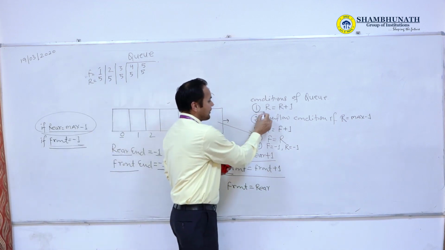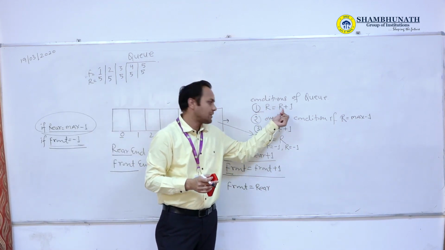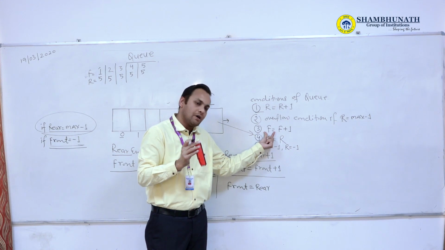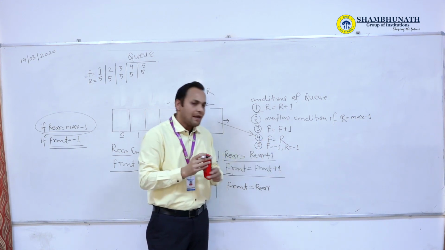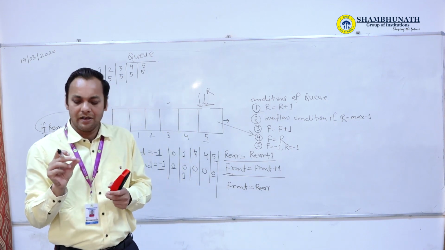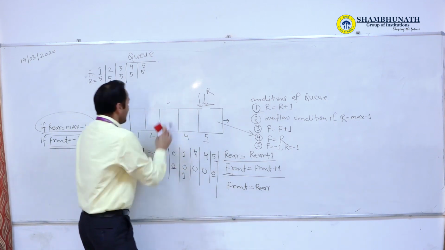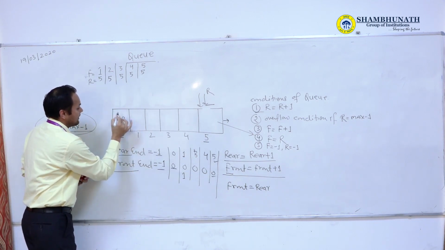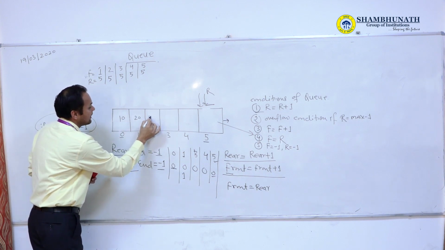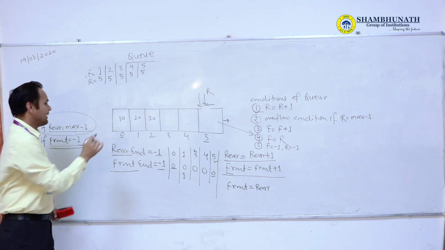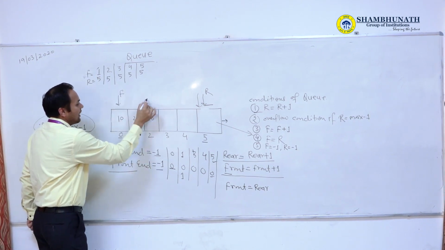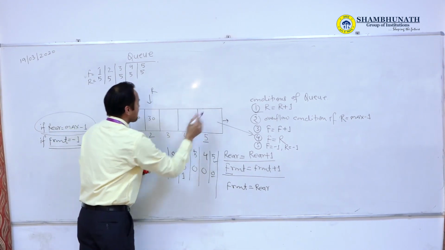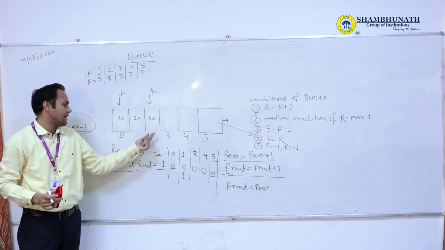The first condition of the queue: inserting an element, then rear equals rear plus 1. Overflow condition: rear equals max -1. Deleting an element from a queue: front equals front plus 1. If only one element is in a queue, then front and rear are equal. And some more conditions here. For example, 10, 20, 30. Here, front is 0 and rear is 2. Okay? In this situation, front is 0 and rear is 2.